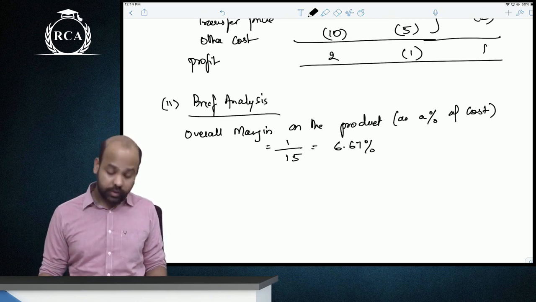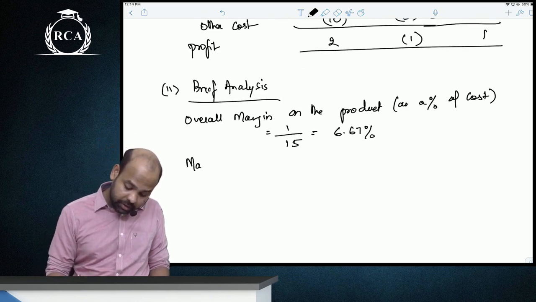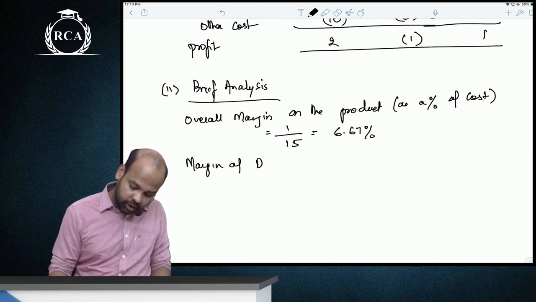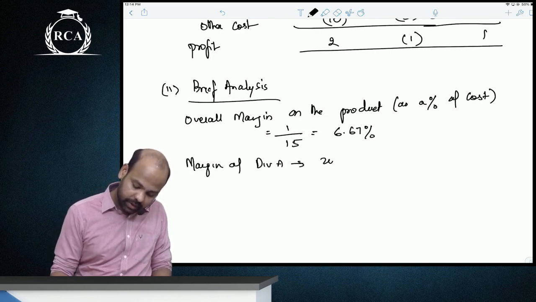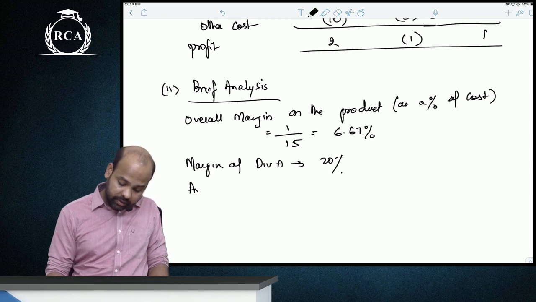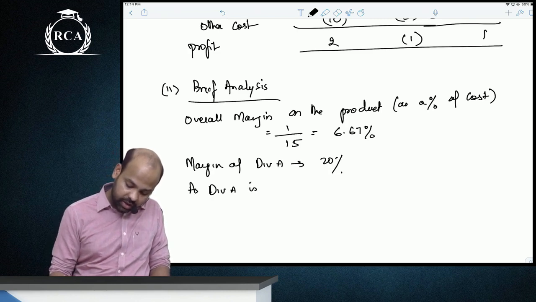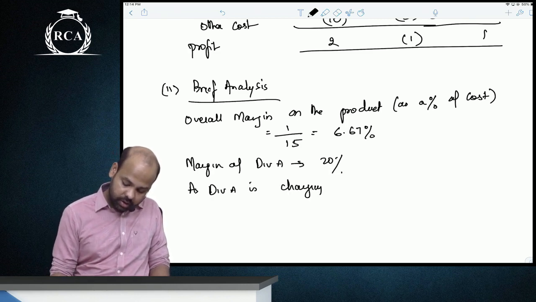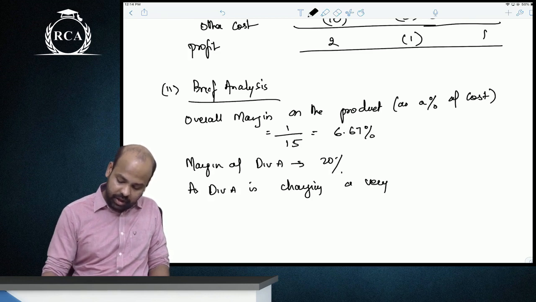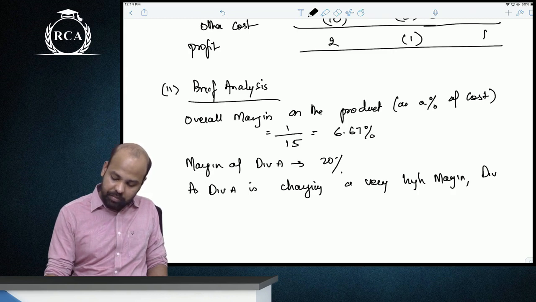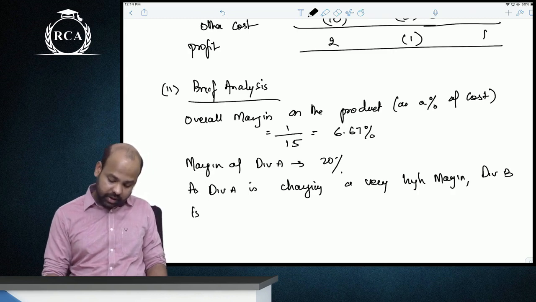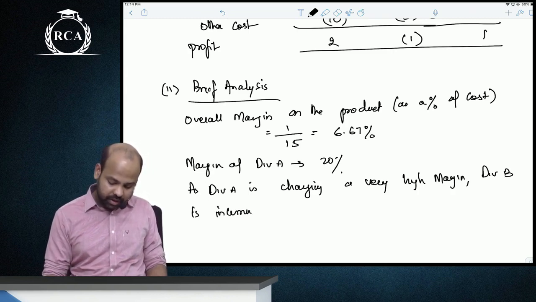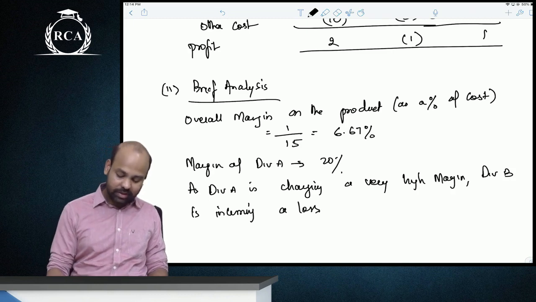Yes, sir. The margin of division A, beta, is 20%, as division A is charging a very high margin. Division B is incurring a loss, beta, division B is incurring a loss. This would be your analysis as such, guys.